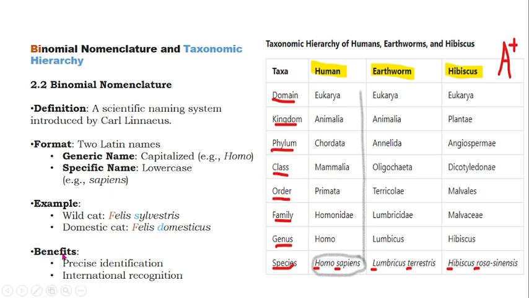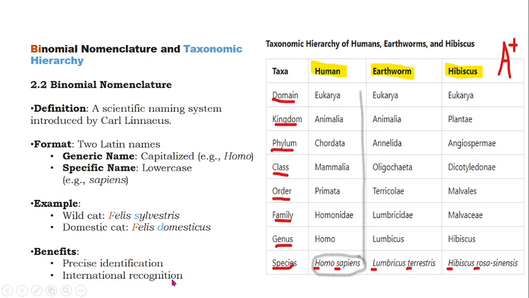So the benefit of this binomial nomenclature is, number one, precise identification. You can identify organisms accurately, and also international recognition. Once you say Homo sapiens, a Ugandan can understand that it is a human being, Egyptians can understand that it is a human being, even India, even China. So the importance of binomial nomenclature is precise identification and international recognition.